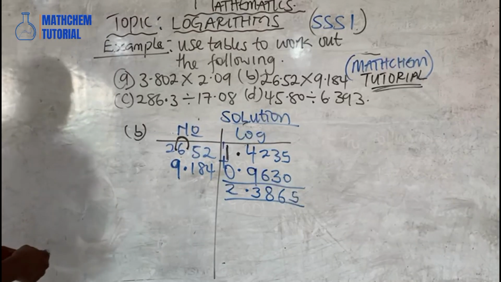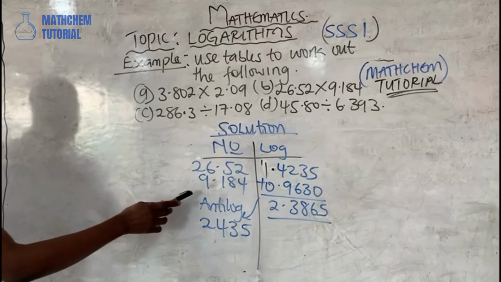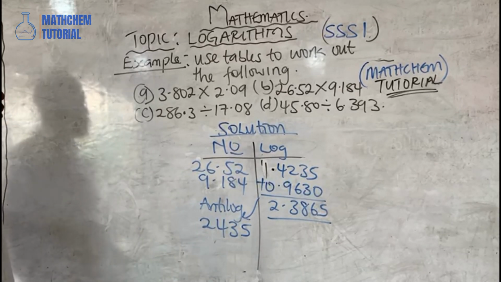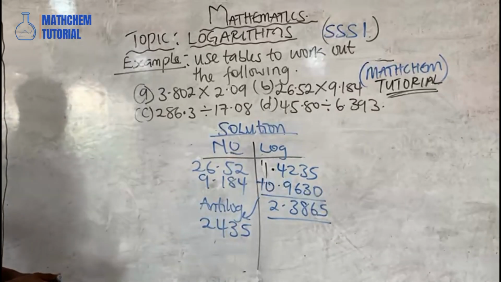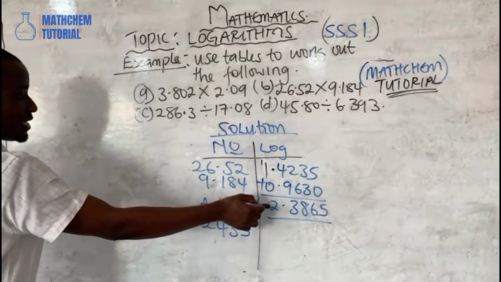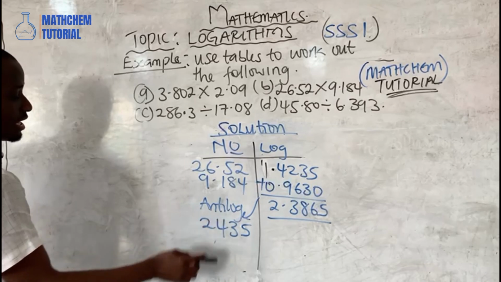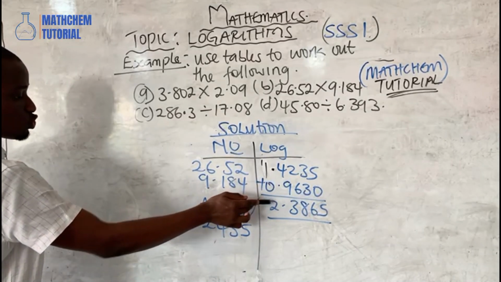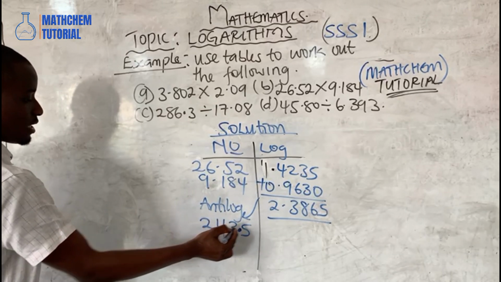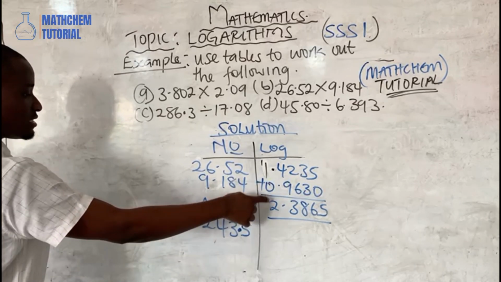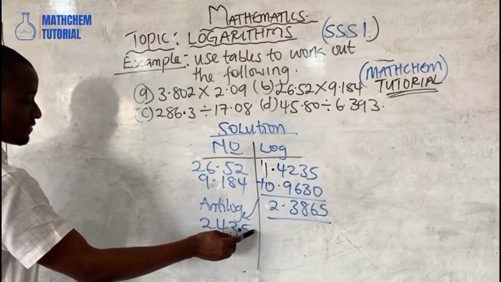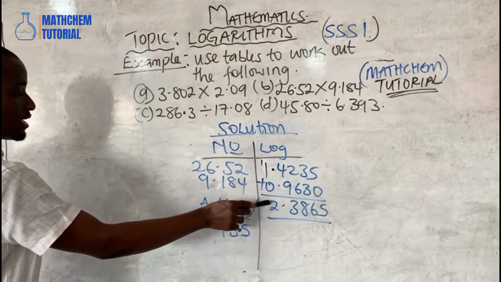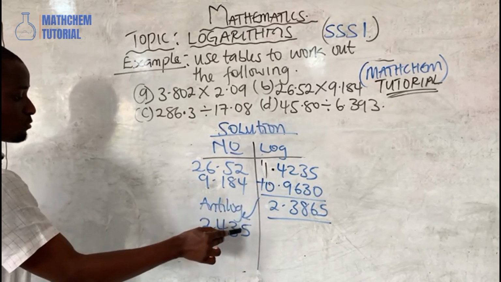Then I will look for the antilog. So the antilog here is 2435. Now, where will I put my point? If my point is here, that means the value here is 0. If my point is here, the value here is 1. If my point is here, the value here is 2. So definitely my point is going to be here. Likewise, if the value here is 3, my point is going to be here after this 5. Just that, I will put a 0 at the back of the point. So my value here is 2, so I'm going to put my decimal point here.